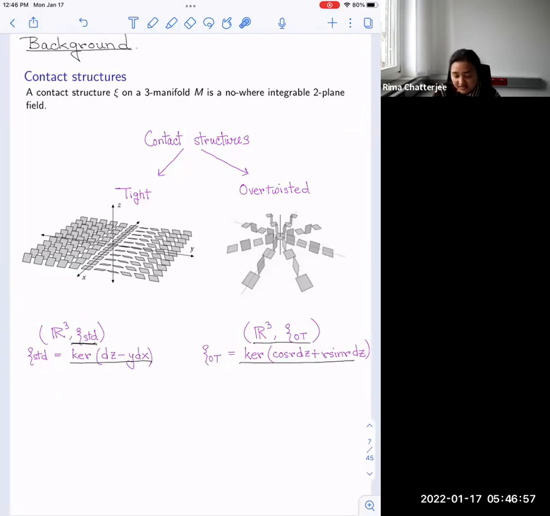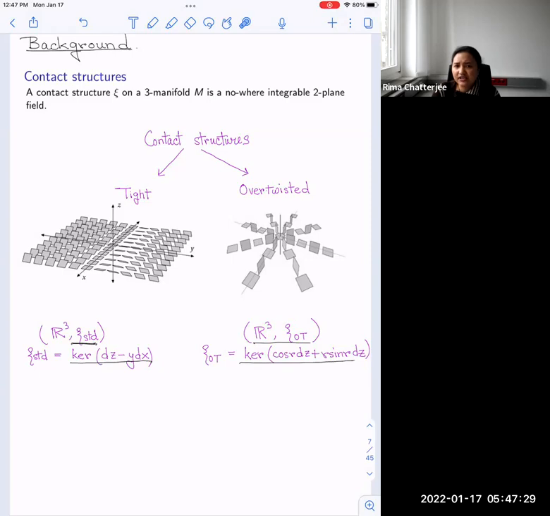On the other hand, this other picture on the right-hand side is also an example of a contact structure on R3. In this one, if you move from the center radially outward, you'll see the contact planes twist. But the main difference from the tight one, the left-handed picture, is that the planes are twisting excessively. And this particular one is defined as the kernel of this one-form.